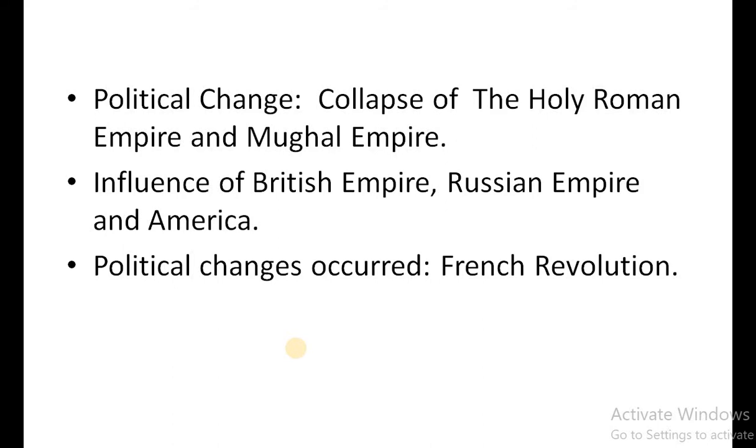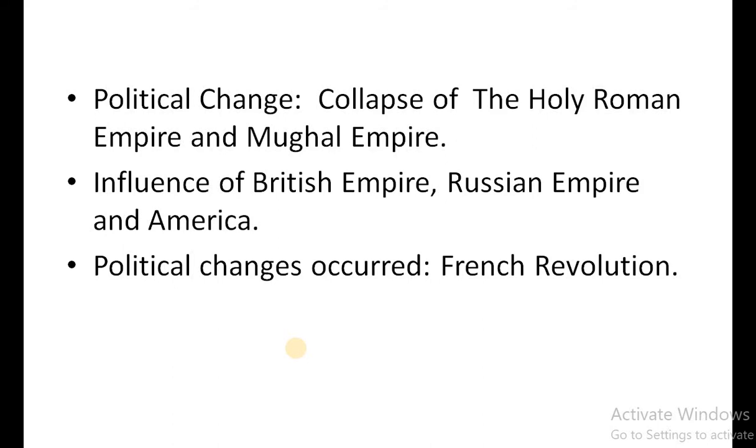What type of changes took place? That was the collapse of the Holy Roman Empire and the Mughal Empire. So these were the changes that took place around the world. First of all, that was the Holy Roman Empire. Then there was the Ottoman Empire, which collapsed right after World War I.